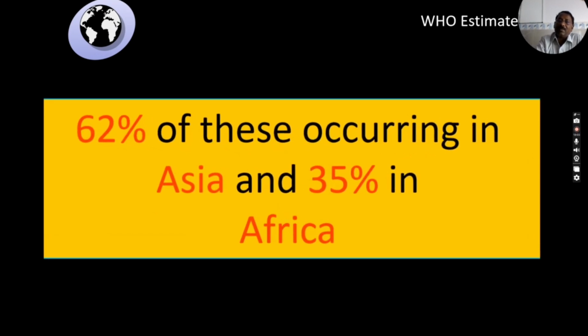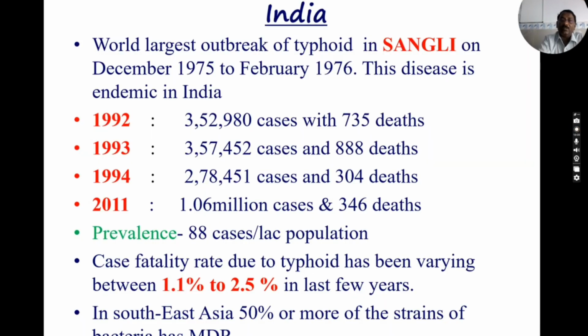See, 62% of these occur in Asia. So 60 to 70% of these cases are in Asia, and among Asian countries, India is the number one country. The world's largest outbreak of typhoid occurred in Shangli in India, from December 1975 to February 1976. This disease is endemic in India. See the cases and deaths, lakhs and lakhs of cases, even 346 deaths. The prevalence is 88 cases per 1 lakh population. Case fatality is 1 to 2%. Even today 1 to 2% is the mortality rate of enteric fever, typhoid fever.